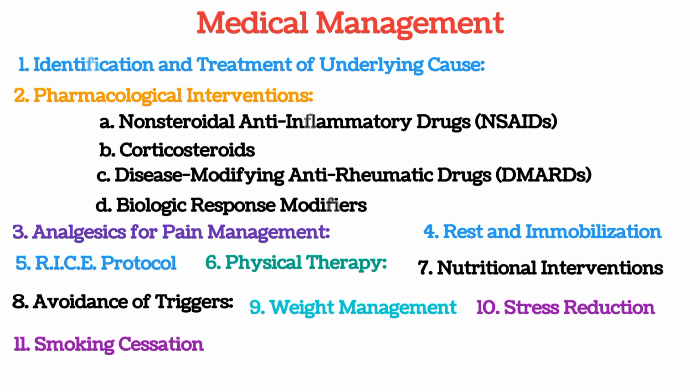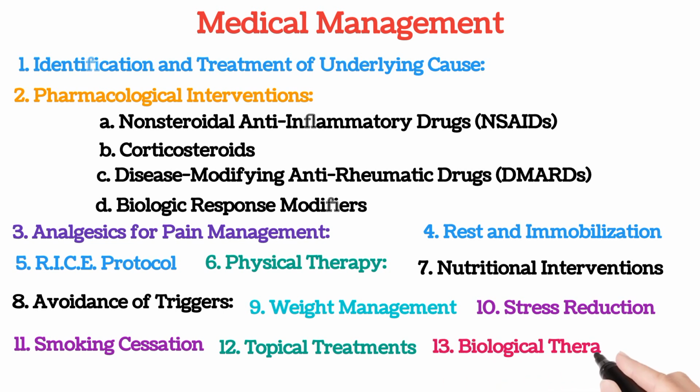12. Topical treatments. Topical creams or ointments containing anti-inflammatory agents, such as corticosteroids, can be effective for localized inflammation, skin conditions, or joint pain. 13. Biological therapies. Emerging treatments like cytokine inhibitors and targeted therapies are being developed for specific inflammatory conditions.